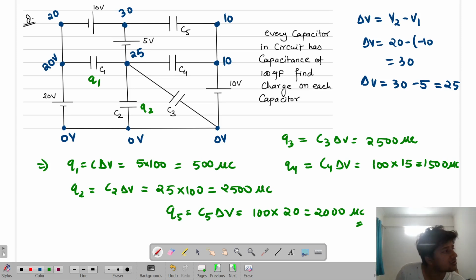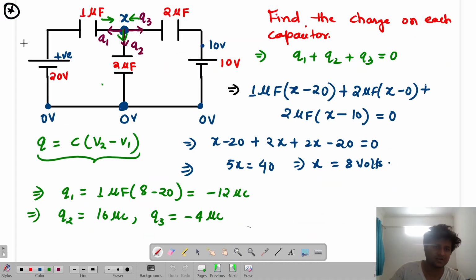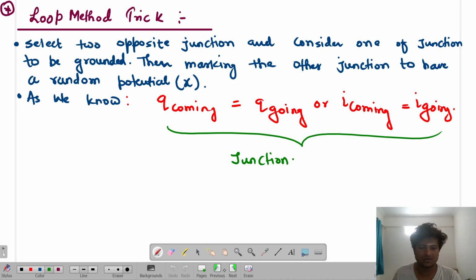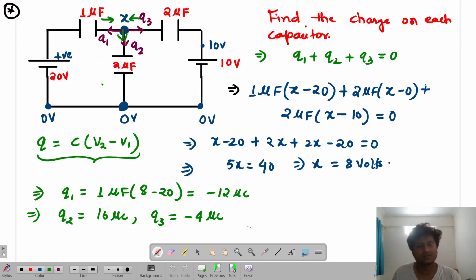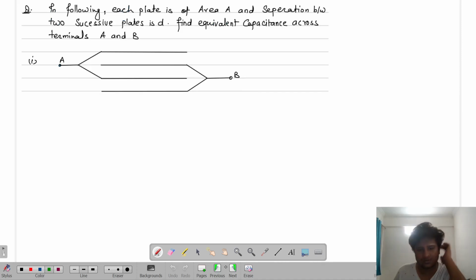You have to just find the potential. Batteries will always be given. And if many more batteries are not given, then they will give you this kind of question. First type: just find the potential at the junction and then you do it. Are you able to get me? Got it? It is easy peasy or not?